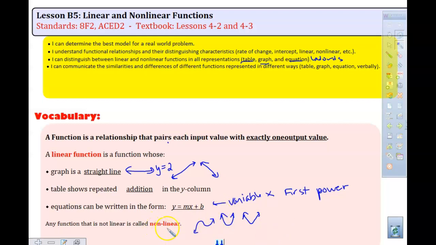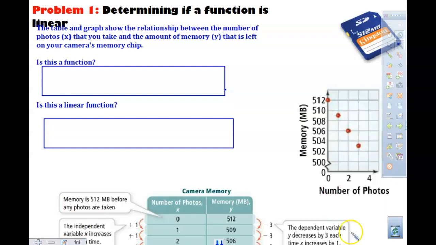And in a table, we kind of talked about what linear is, that constant adding in the y column. And in a table for nonlinear, you might see it's multiplying, or there's different patterns that you're looking at. As you look at this next page on your notes, it says determining a function is linear.